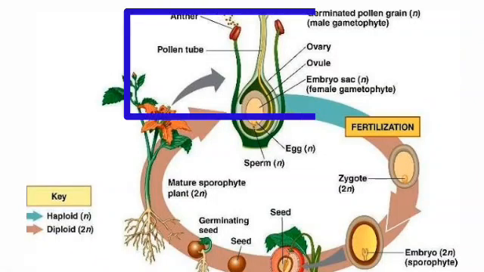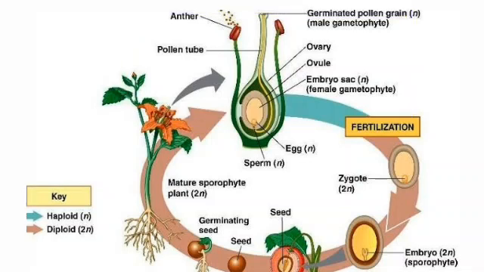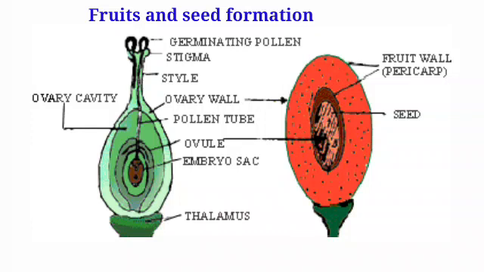The process of fusion of male pollen grain and female gametes is called fertilization. The cell which results after fusion of these gametes is called zygote. The zygote then develops into embryo. Next, we study about fruit and seed formation. After fertilization, the ovary grows into a fruit and other parts of the flower fall off. The seeds develop from the ovules.